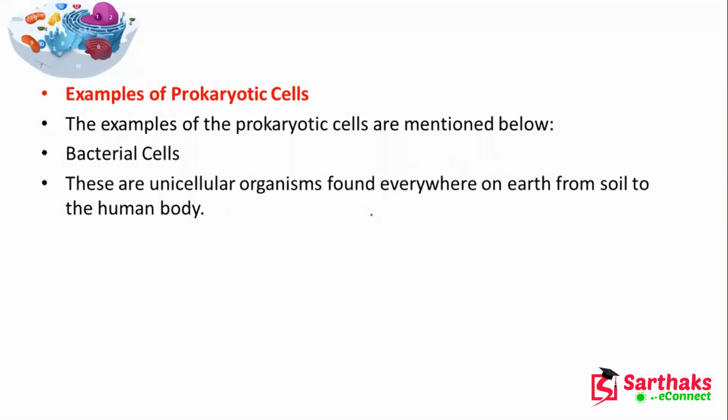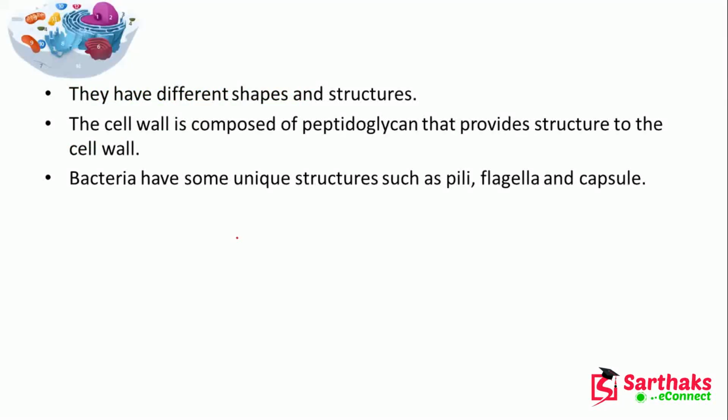Now examples of the prokaryotic cell. First is the bacterial cell. Some unicellular organisms can also be found on earth, from the soil to the human body; these are prokaryotic cells. They have different shapes and structures. The cell wall is composed of peptidoglycan, which provides structure to the cell. And bacteria have some unique structures such as pili, flagella and capsule.